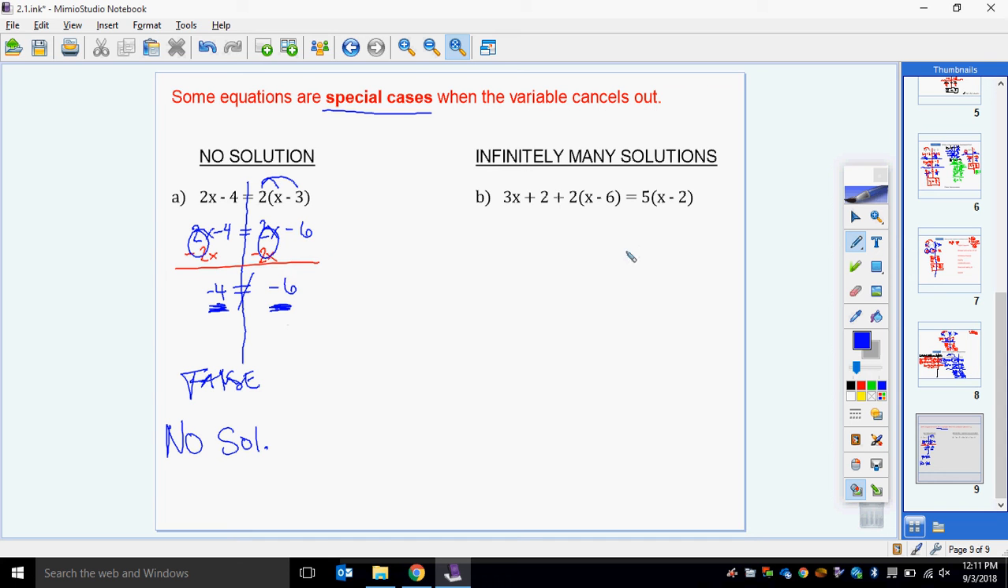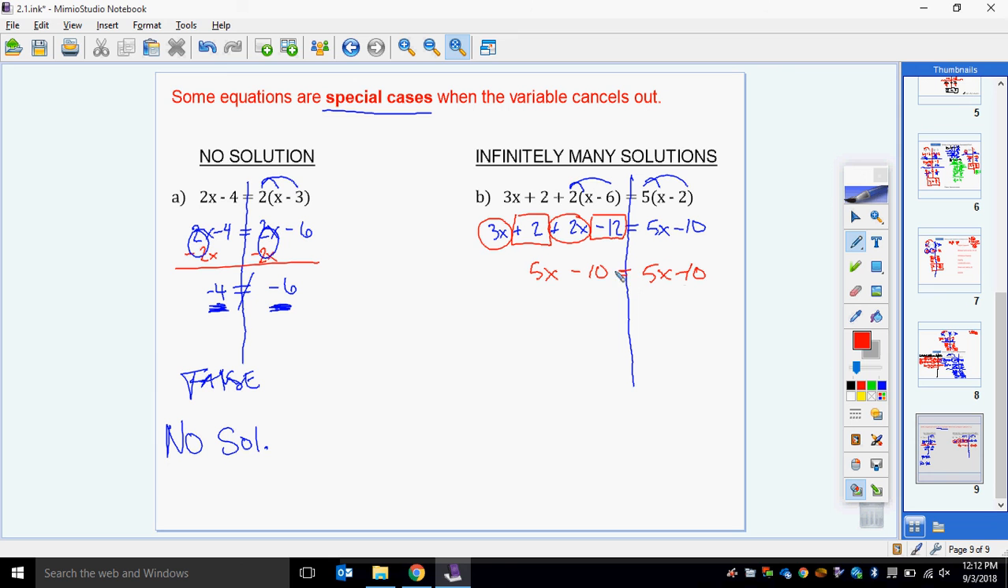Let's look at infinitely many. So again, you could probably guess what happens in this situation. But we're going to distribute, and we get 2x minus 2 times 6, which will be 12. Drop down everything else, and distribute over here. I get 5 times x and 5 times negative 2, so negative 10. Let's combine some like terms. So I have x terms over here, 2 and negative 12. When I do that, I get 5x and then negative 10.